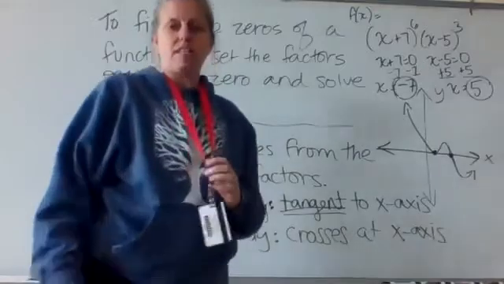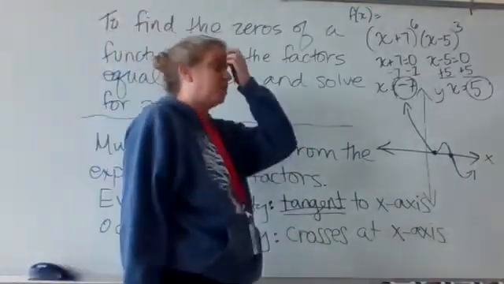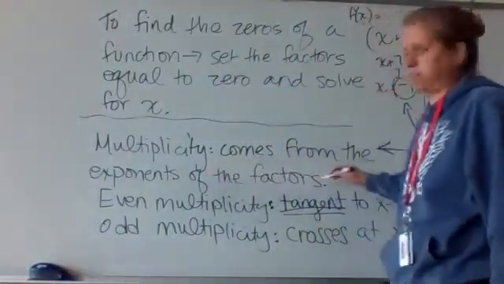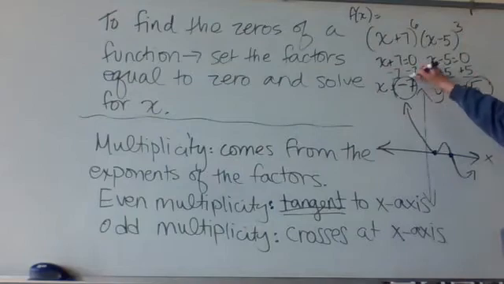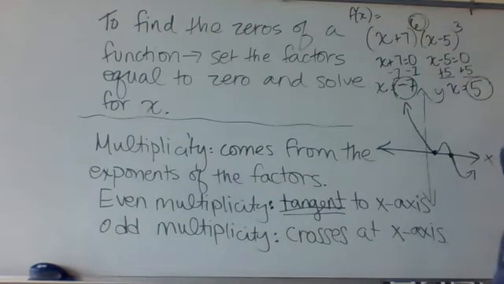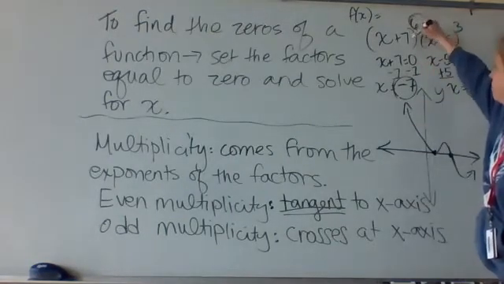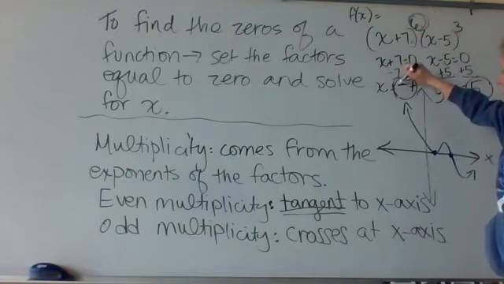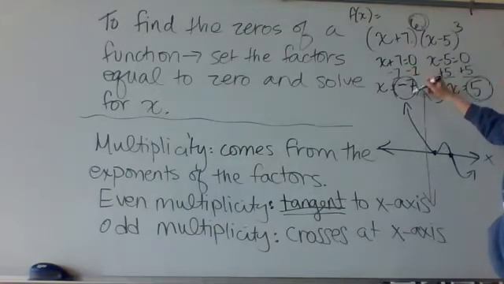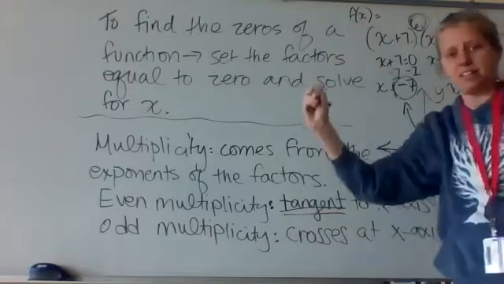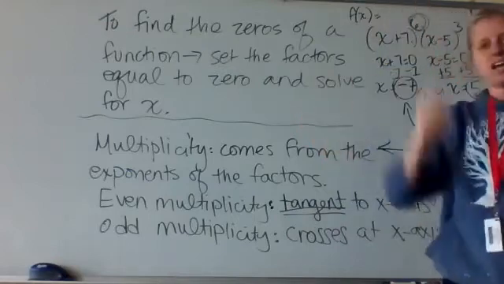Now, the second part of a lot of these problems is going to say, what is the multiplicity? Well, the multiplicity comes from the exponents of the factors. So in other words, this x-intercept has an even multiplicity because the exponent of the factor that it came from was 6, which is an even number, which means this x-intercept, when it comes to -7 on the x-axis, is going to be tangent there. It's just going to come to the -7 on the x, touch it, and go the other way.